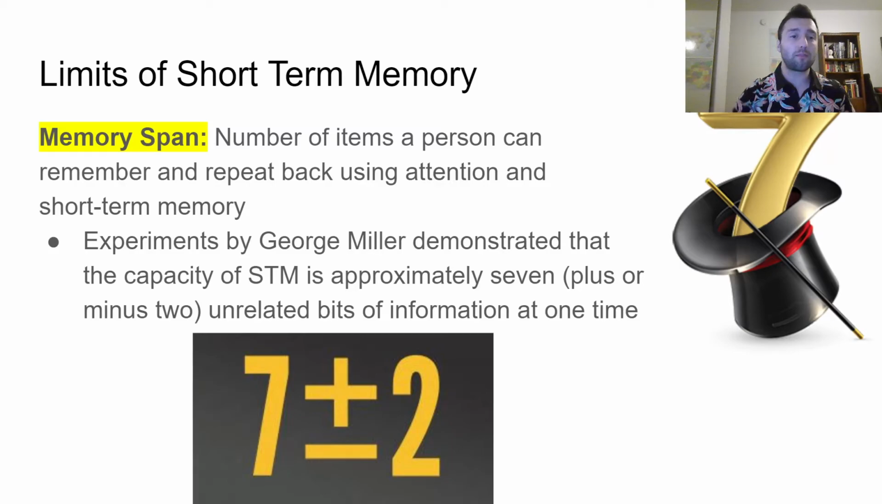So basically what a memory span is, is the number of items or individual pieces of information, for example letters or numbers, that we can remember and repeat back using attention and short-term memory. So again, the idea is you're not able to write it down, or spend days memorizing something. It's just what am I able to pay attention to, remember for a short period of time, and then spit back out.